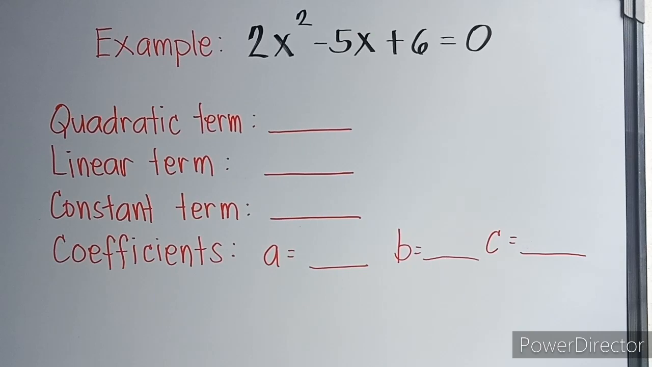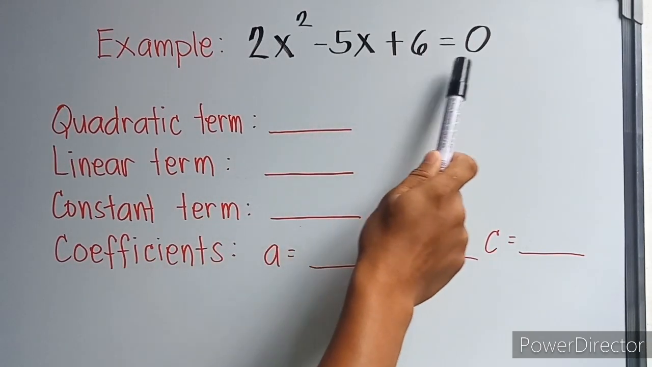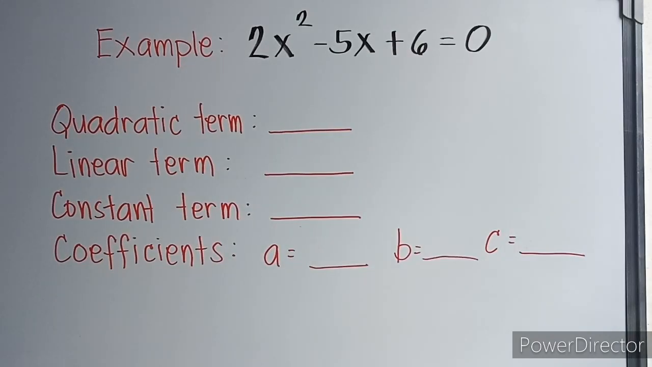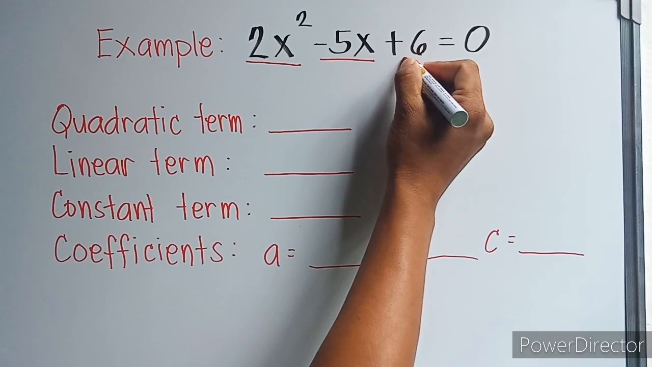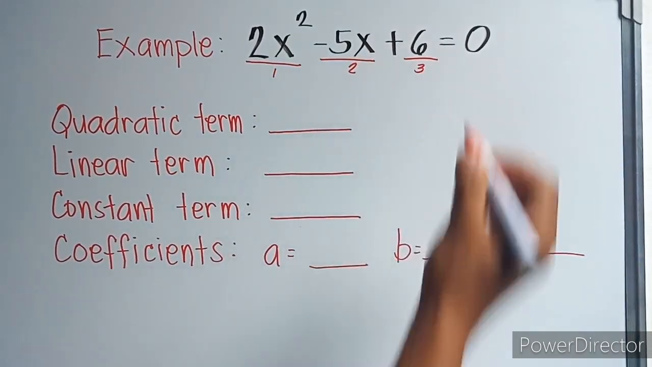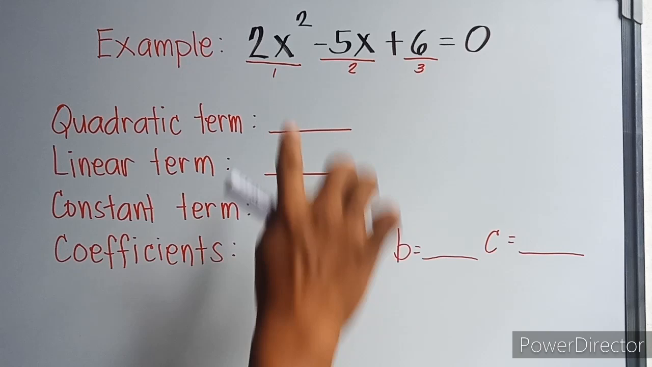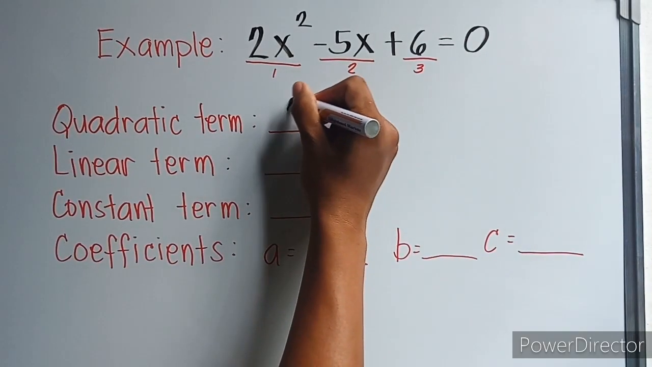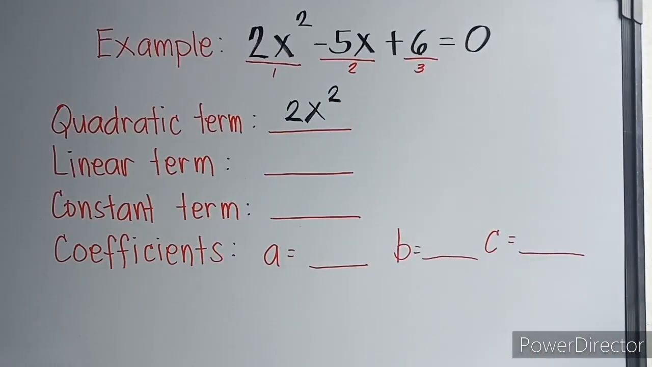Example, the quadratic equation 2x squared minus 5x plus 6 equals 0. This quadratic equation has 1, 2, 3 terms. Now, which of these terms is our quadratic term? The quadratic term is our first term, which is 2x squared. So, the quadratic term is 2x squared.